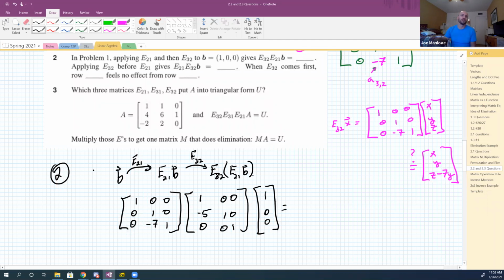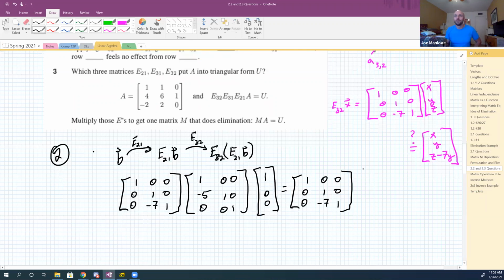So the first thing it's going to do is leave this thing alone. So I'm just going to copy that guy. Oops. Oh, come on. So I'm going to get that guy, and then doing this multiplication here, I'm going to get 1, negative 5, 0. You guys all with me on that one?